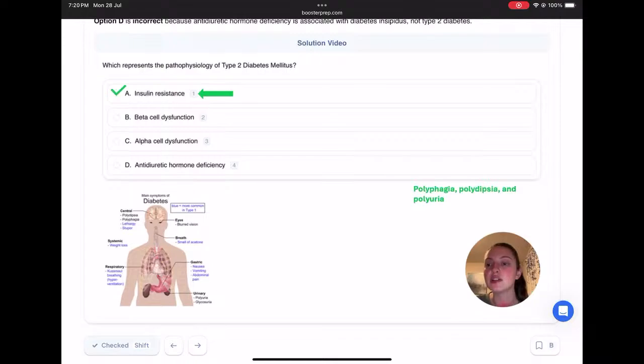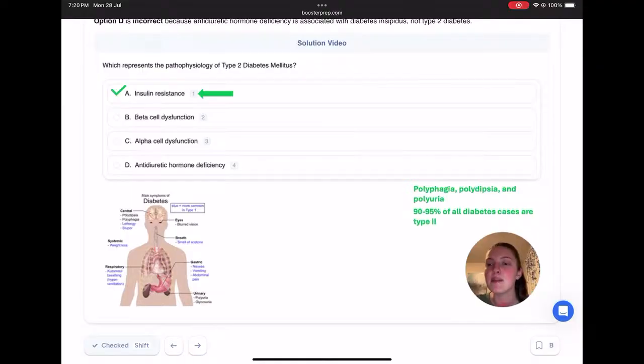One of the key risk factors is something that we could think of when we think of type 2 diabetes, and that would be obesity alongside a poor diet and a sedentary lifestyle. Type 2 diabetes also accounts for about 90 to 95% of all diabetes cases, meaning it's much more common than type 1 diabetes and other types.